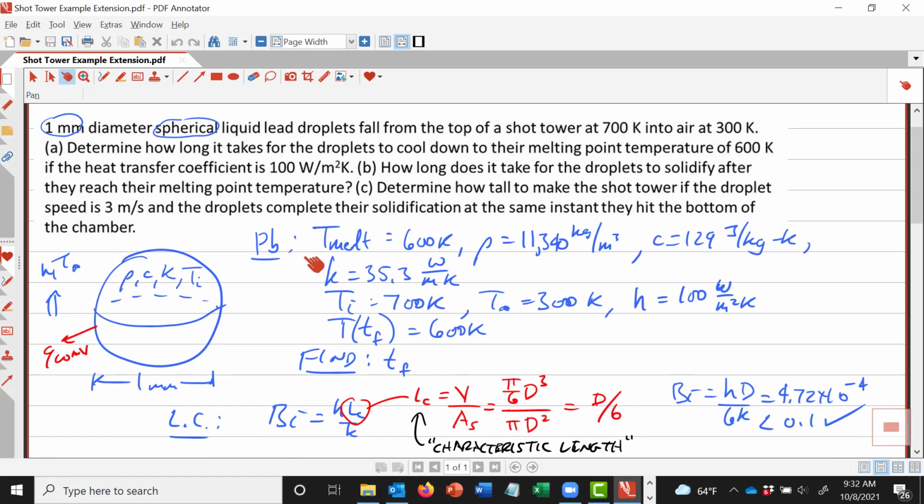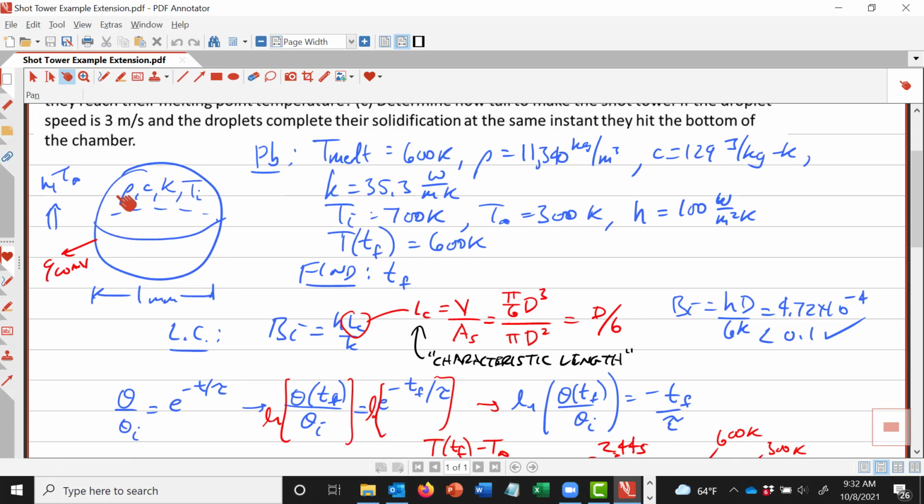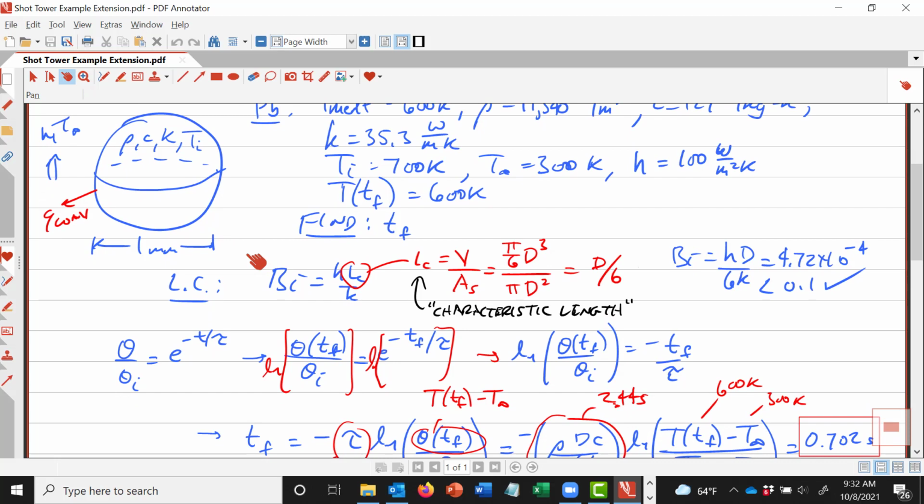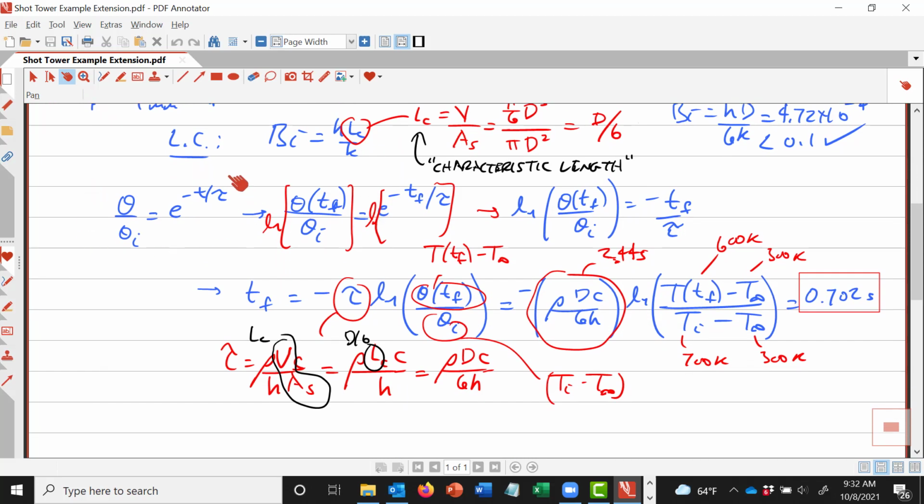So that's what we did in part A. This is what the droplet looks like. It's a sphere. Since it's lead, we know the values of rho, c, k, and we also know the initial temperature. We know h. We know the melting point is at 600 Kelvin. So we have all these things available to us, and we want to apply the lump capacitance approach. We first have to calculate our Biot number, which we did, and we found that it is small, less than 0.1, so we're good to go with using the lump capacitance approach. Then we simply used the lump capacitance equation to get the time it takes to go from 700 down to 600.